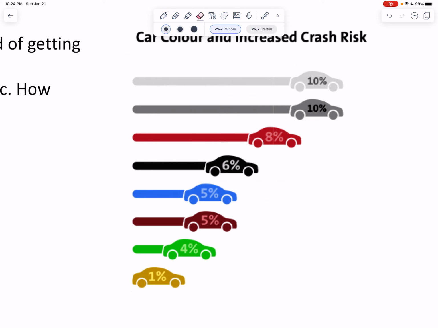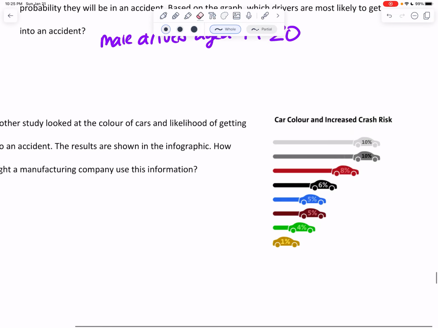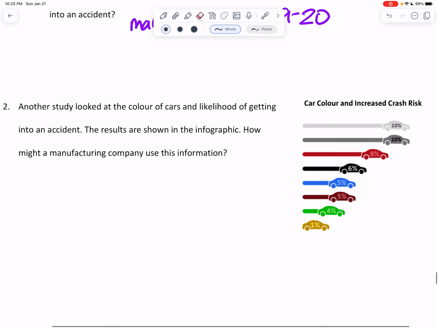And manufacturing companies actually make cars that are white and silver/gray most frequently, and they'll often charge less for someone to have a white or silver car. Why? Because they're more likely to get into a crash. Why do they want that? Well, it's because if the car gets into a crash, then someone's going to need to buy another car, which means that they'll be able to make more sales. So that's how that manufacturing company would use this information.